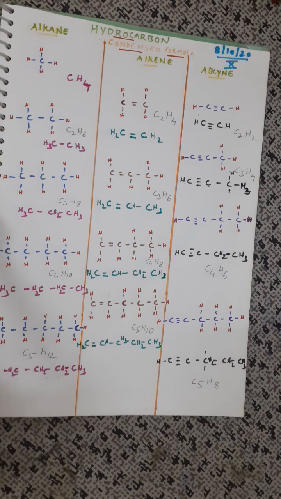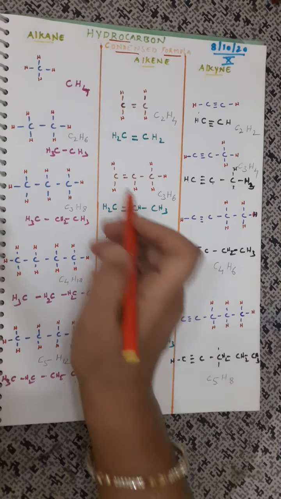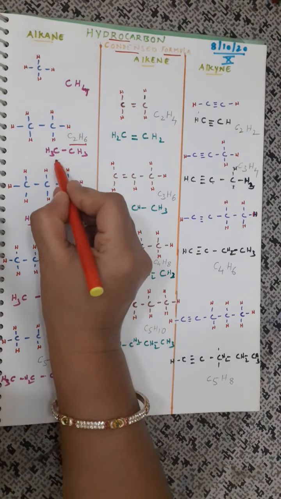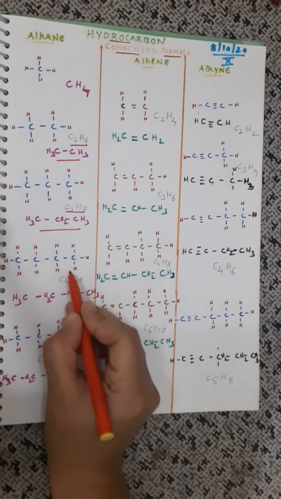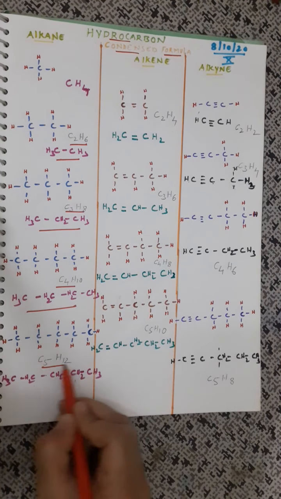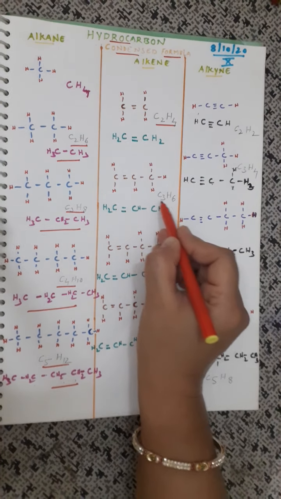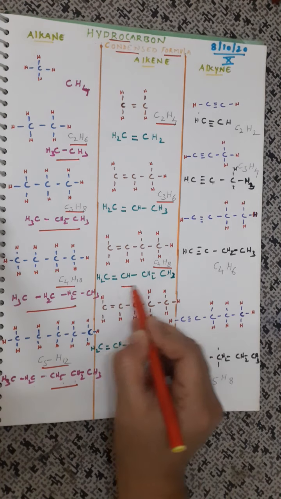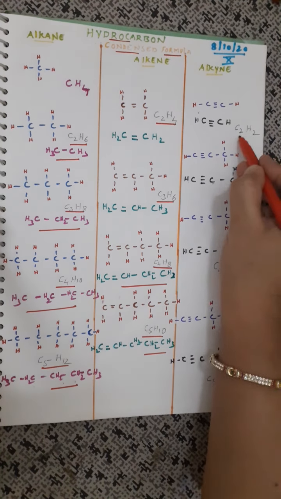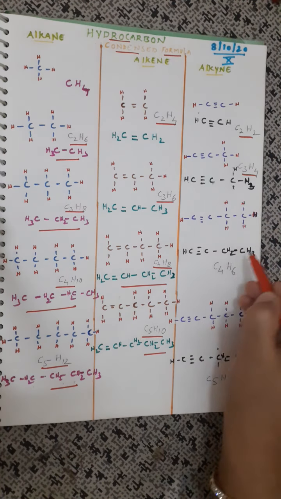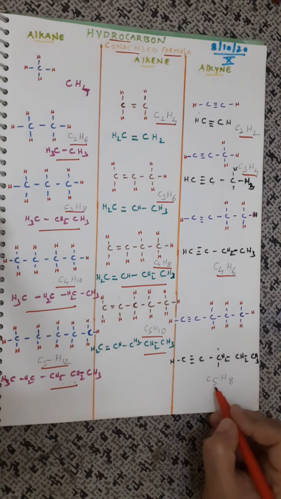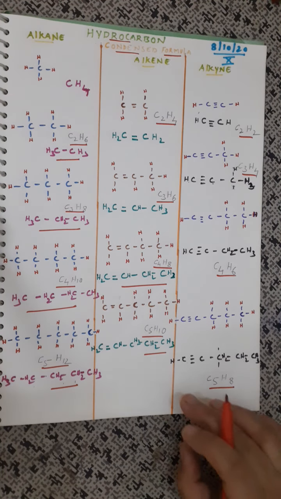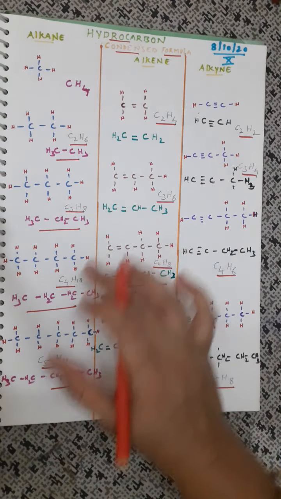You must have now understood how you have to write a condensed and a structural formula. Fine, children. So now let us just observe this formula. If you observe these structures, the very easy way to remember the general formula for each of these hydrocarbons is one simple technique.